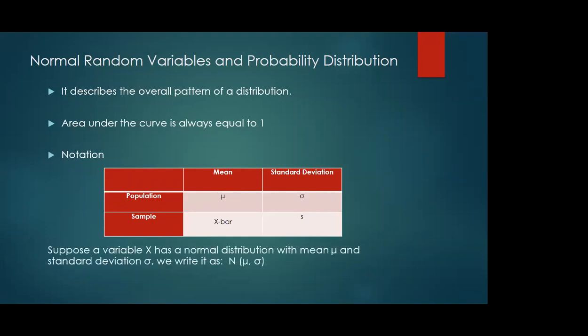Then it says, suppose a variable X has a normal distribution with mean mu and standard deviation sigma. We normally write it as X is normally distributed with a mean mu and a standard deviation sigma. So this is the notation for representing a variable that is normally distributed.